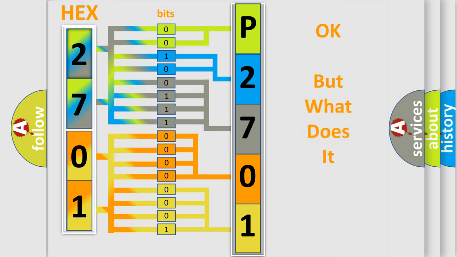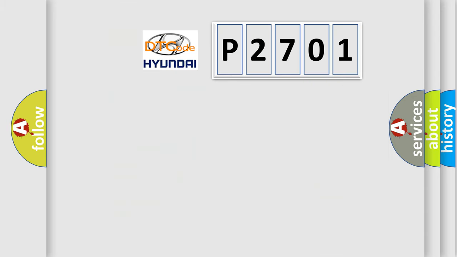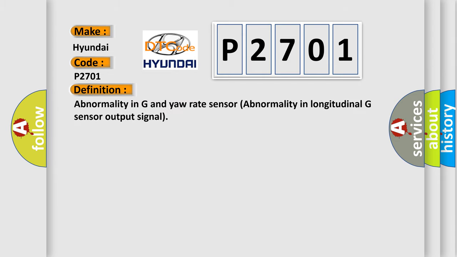The number itself does not make sense to us if we cannot assign information to what it actually expresses. So, what does the Diagnostic Trouble Code P2701 specifically mean for Hyundai? The basic definition is: abnormality in G and yaw rate sensor, abnormality in longitudinal G sensor output signal.